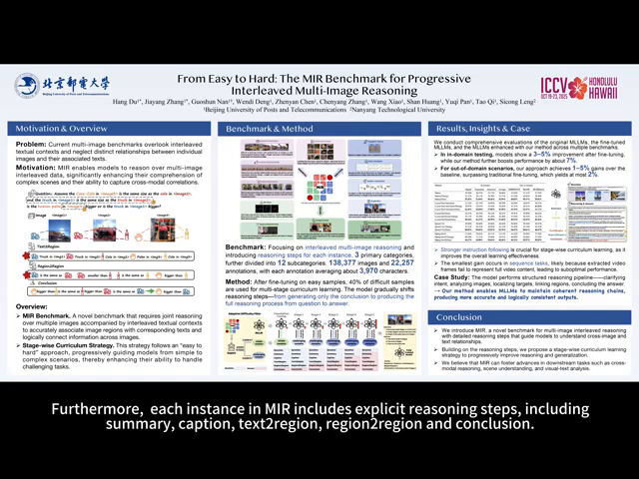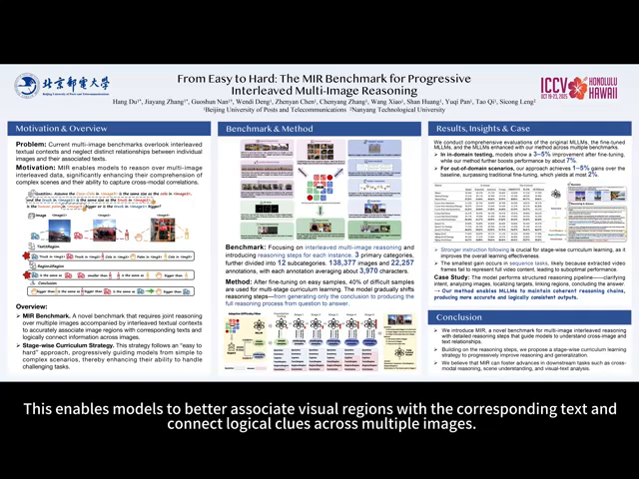Furthermore, each instance in MIR includes explicit reasoning steps, including summary, caption, text to region, region to region, and conclusion. This enables models to better associate visual regions with the corresponding text and connect logical clues across multiple images.